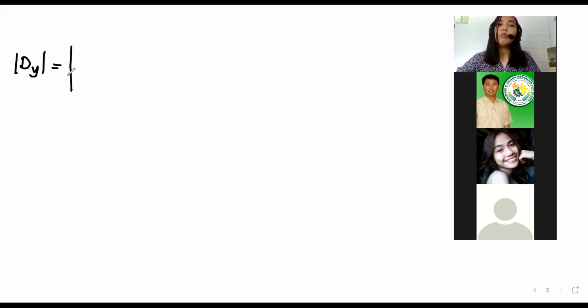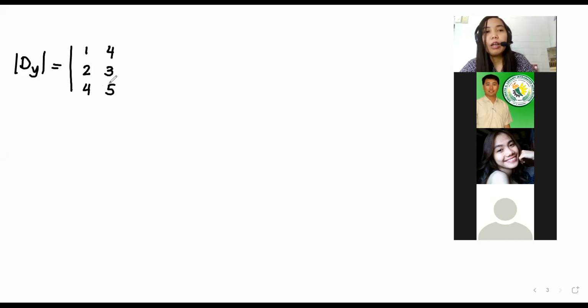So for dy, class, we're going to copy x and z and retain y. So we have 1, 2, 4 for x. Si y ay papalitan natin ng constant, 4, 3, 5. And z, just retain, negative 1, 3, negative 2. Again, let's double check. For dy, we just copy x and z, 1, 2, 4, negative 1, 3, negative 2. And for y, copy your constants, 4, 3, and 5.